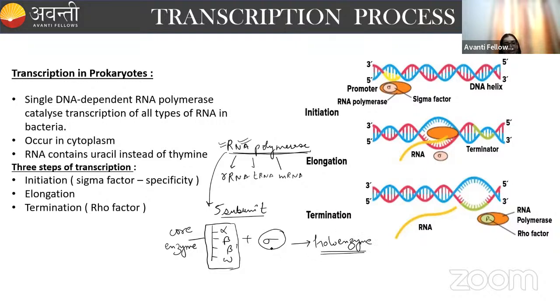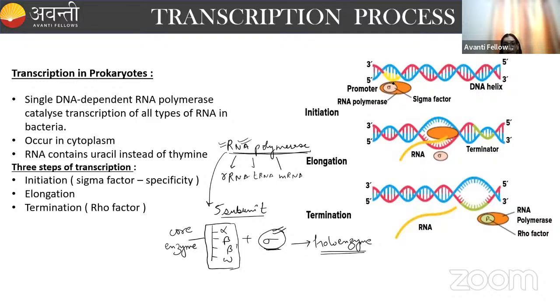Okay, what is the main function of the sigma factor? The sigma factor's role is in the recognition of the promoter, because we know that transcription cannot occur at any place in the DNA. It has to occur at a specific site. Now, who is going to recognize that site? That site will be recognized by the sigma factor. Sigma factor provides the specificity to the RNA polymerase.